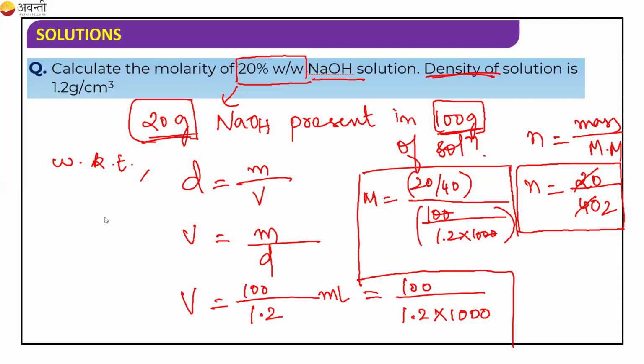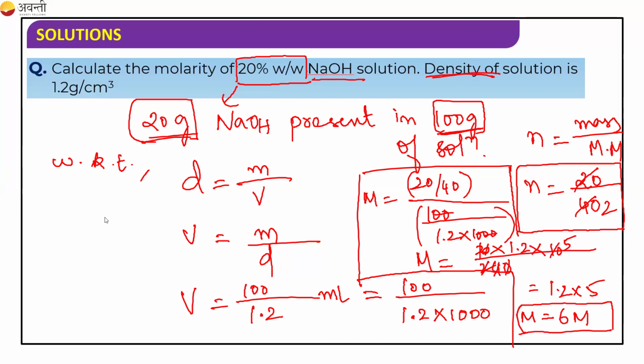What is the molarity value? Has anyone got the answer? 20 into 1.2 will be there, and here we will have 10 divided by 40. Again 0 will get cancelled here. So 1 by 2, so here 5. 5 into 1.2 we are getting. So molarity is equal to 6 molar. The answer is coming out to be 6 molar.